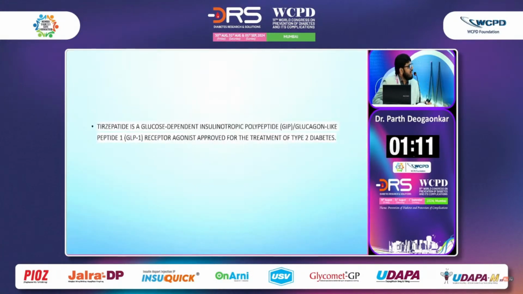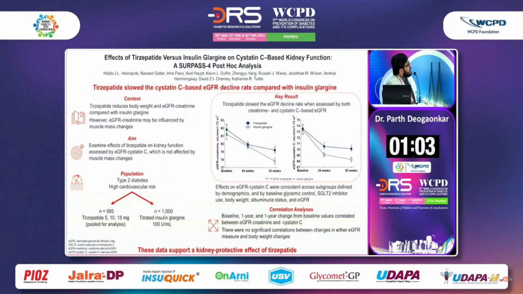So tirzepatide is another drug which I think will come into the spectrum for management of diabetic nephropathy in the future. So this is the SURPASS post-hoc analysis. We don't have renal outcome trials for tirzepatide till now. However, this analysis has significantly shown that the fall in GFR is less with tirzepatide than with placebo. So basically, they have monitored GFR decline based on creatinine and cystatin C. This is because with tirzepatide there is weight loss, and with weight loss there is decrease in muscle mass, which may affect the creatinine values. So they have compared it with cystatin C to prove that there is actual renal benefit.